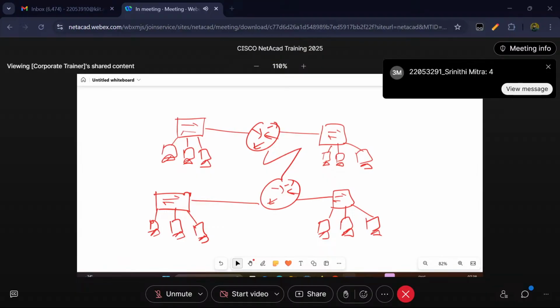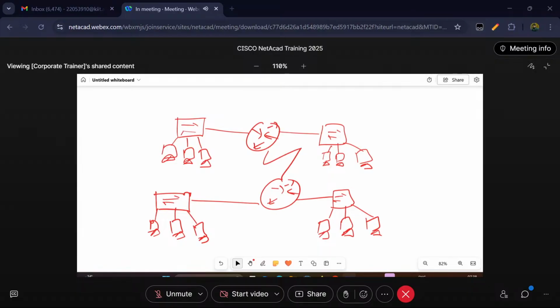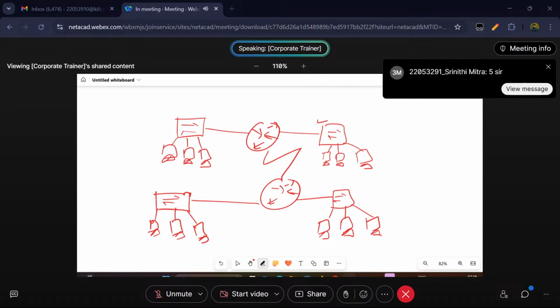5. Are you sure, everybody, 5 networks? Anyone who is guessing less than 5 without subnetting? Okay, so 5 is the right answer. One network is for this, another is for this, 1, 2, 3, 4, and 5. So 5 networks will be required.